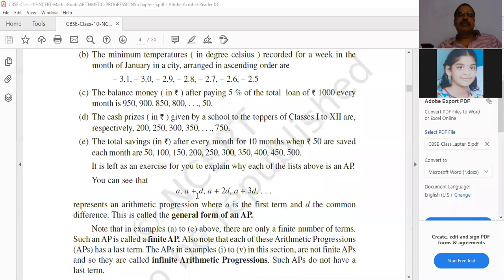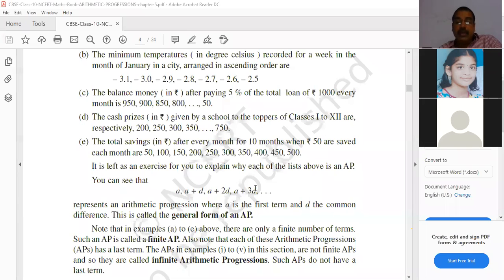A, if we add the common difference, a plus d is the second term, a plus 2d the third term, a plus 3d the fourth term, a plus 4d the fifth term. What can you say for the 10th term? Anyone can say a10? Is my voice audible? a10 equals what can you write? a10 equals a plus 9d.